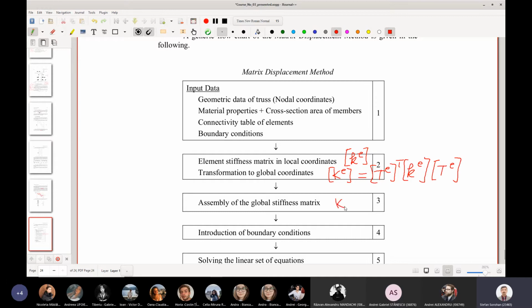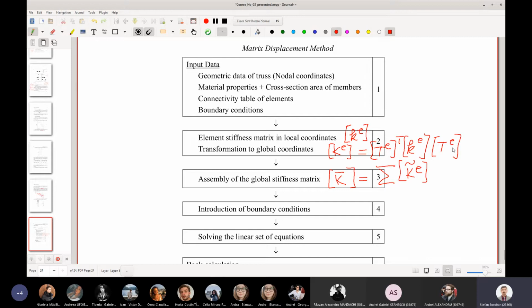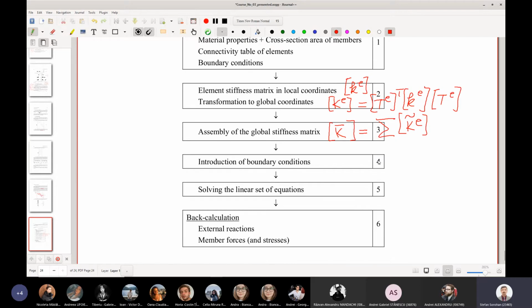Then we are assembling the global stiffness matrix, unreduced, as the sum of Ka, which was these times expanded. We also have a formula for the expanded matrix, which is similar to this one, but with tilde. After that, we consider the boundary conditions. Usually that means some Qi will be 0 for particular degrees of freedom. Then we obtain this new system of equations, in which K is no longer singular.